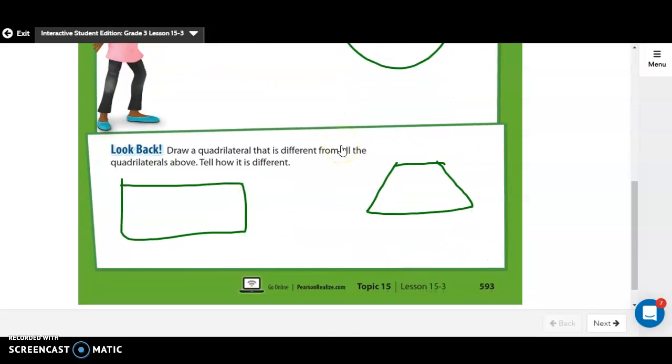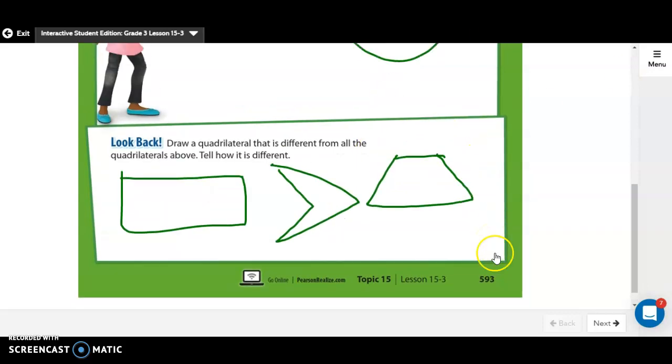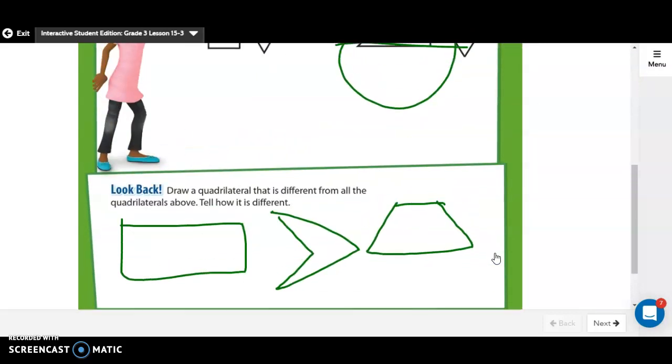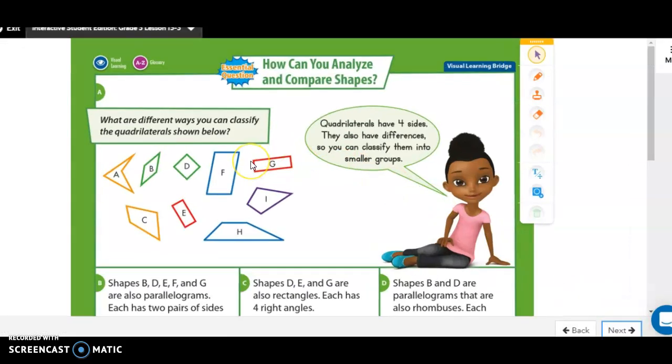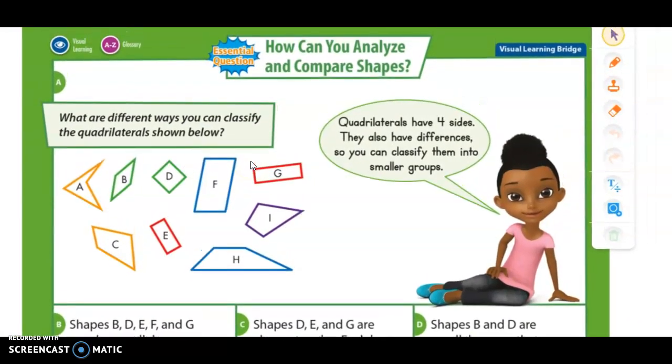There's a lot of different ways you could draw shapes. You could draw something concave, like that. You could draw something convex that only has those sharp angles. So whatever your brain can come up with, see if you can come up with something different than what I've got there.